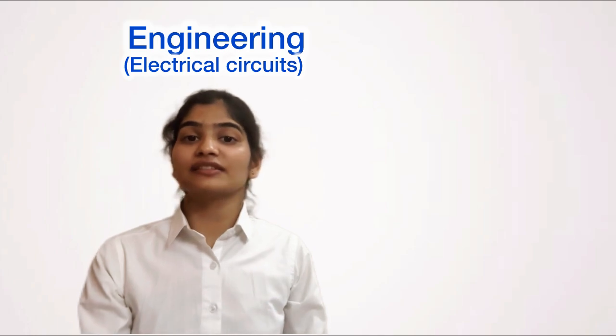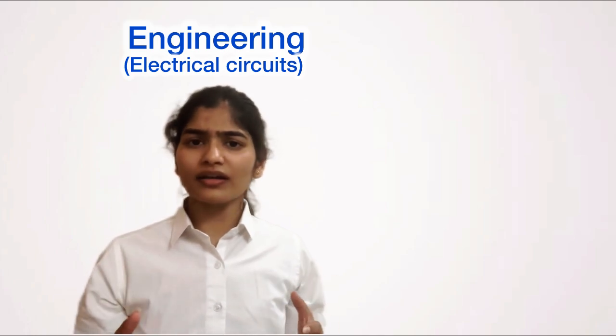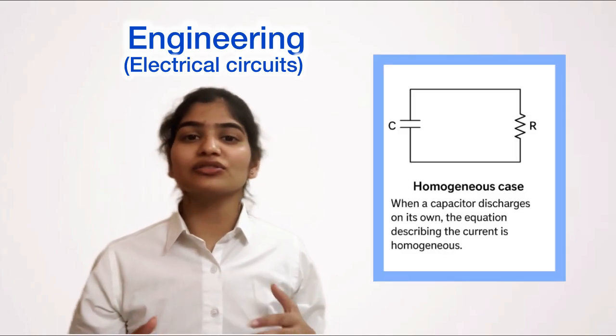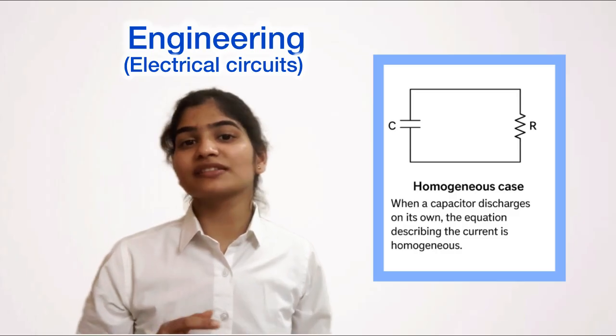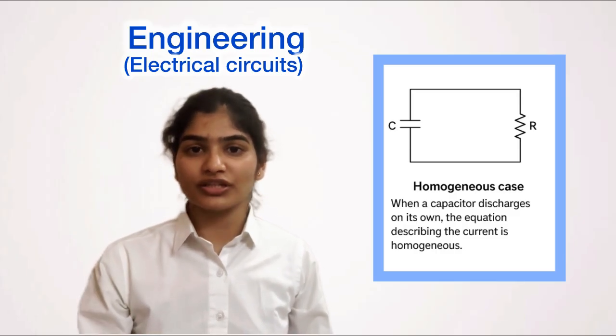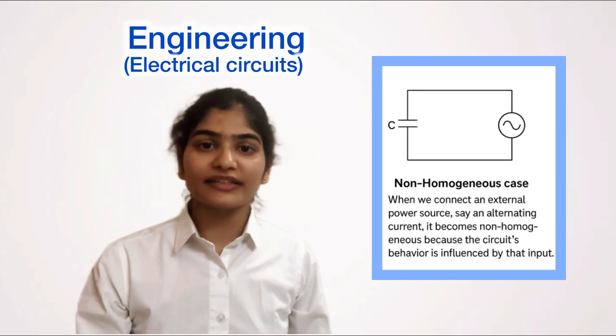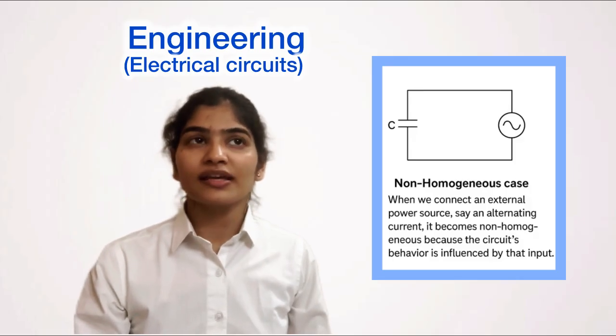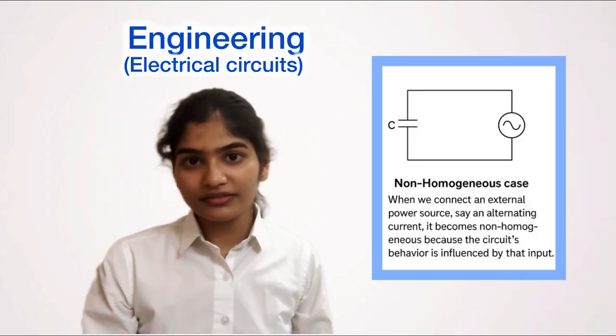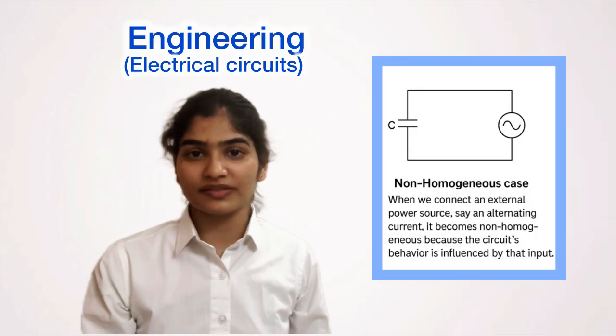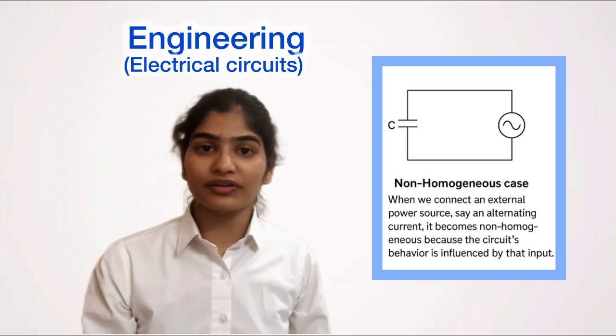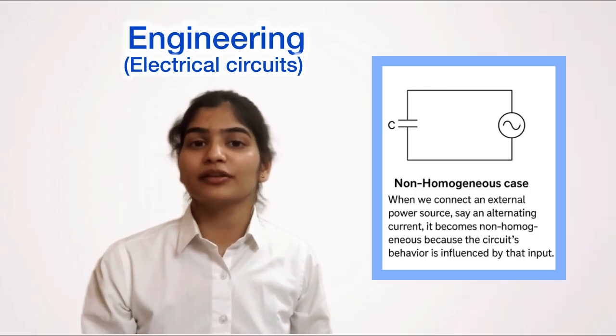Now, coming to our third field, which is engineering and more specifically electrical circuits. When a capacitor discharges on its own, the equation describing the current is homogeneous, but when we connect an external power source, say an alternating current, it becomes non-homogeneous because the circuit's behavior is influenced by that input.